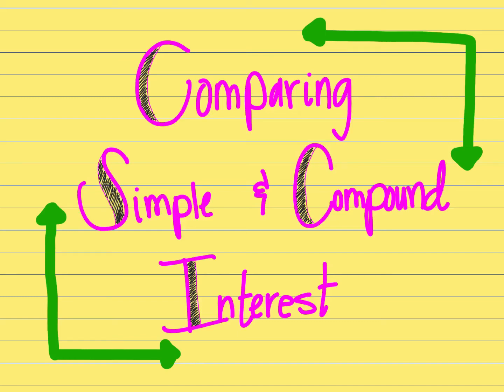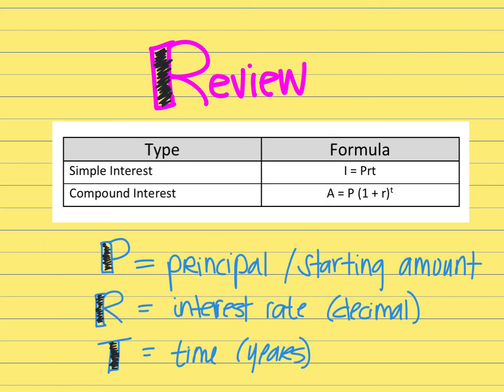Today, this video is going to compare simple and compound interest situations to one another and find out which one ends up earning more money given the specific situation. We just want to review the formulas real quick. Simple interest, the formula is I equals PRT. Compound interest, A equals P parentheses 1 plus R parentheses exponent T.